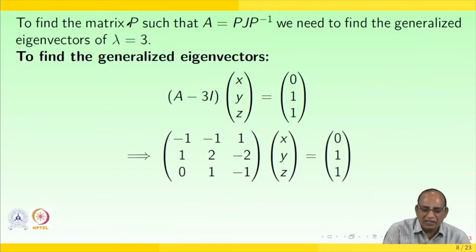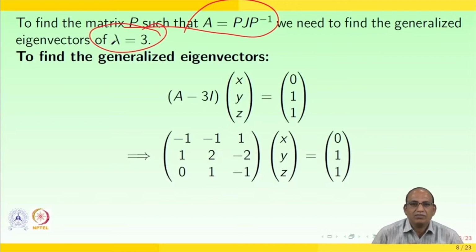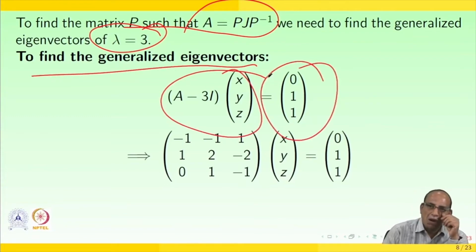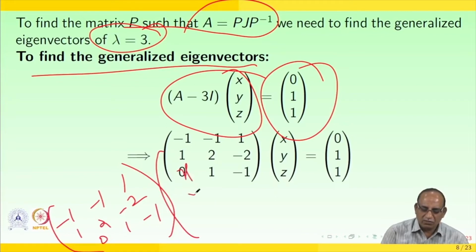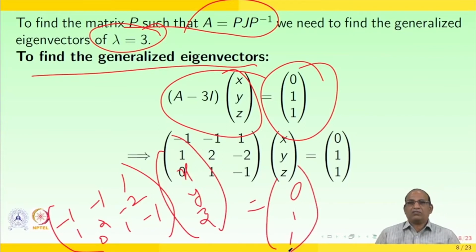To find the matrix P such that A is equal to P J P inverse, we need to find the generalized eigenvector for lambda is equal to 3. To find the generalized eigenvector, A minus 3I times x, y, z will be equivalent to 0, 1, 1. That is, minus 1, minus 1, 1; 1, 2, minus 2; 0, 1, minus 1, multiplied with x, y, z, is equivalent to 0, 1, 1, the system.